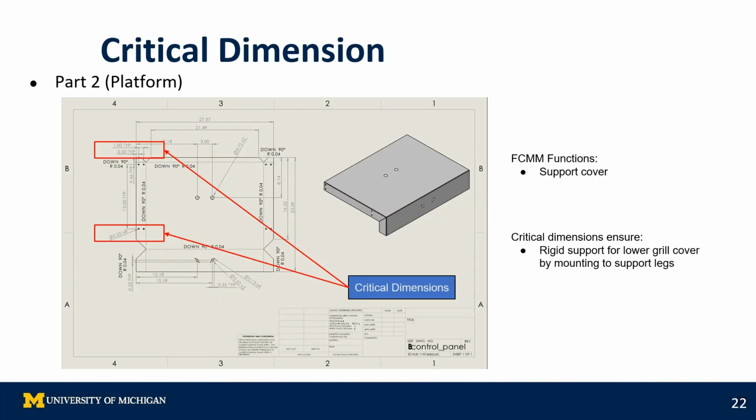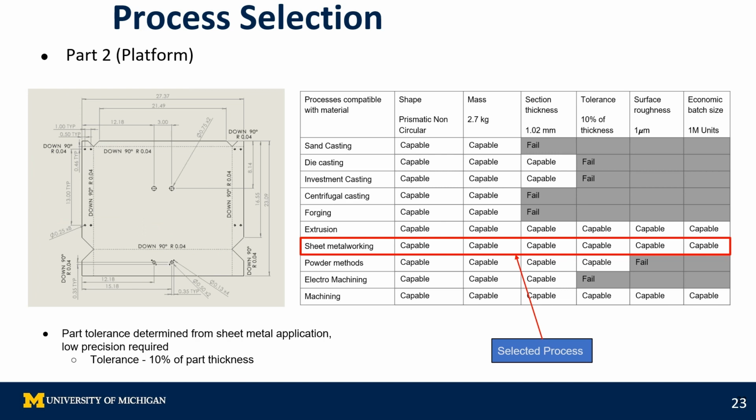When redesigning our parts, it was important to take note of our critical dimension. Our critical dimension for our redesign was the hole locations and sizes, highlighted in the red boxes, and these were determined to be the critical dimensions due to the fact that they ensure rigid support for the lower grill cover by allowing for efficient mounting to the support legs. Additionally, with our new part, we needed to look into process selection. Using the chart on the right, we were able to determine that sheet metal working was going to be the best process for our new redesign. And we are going to use a low precision with our tolerancing being only about 10% of part thickness.